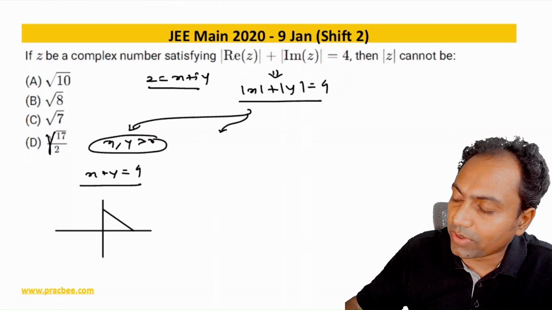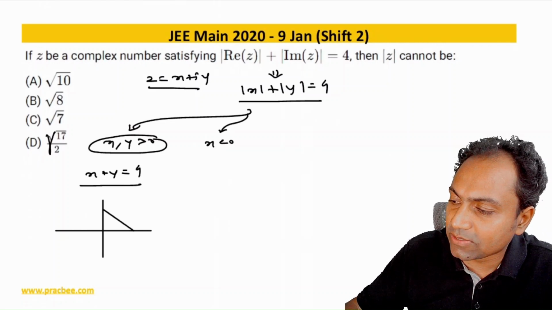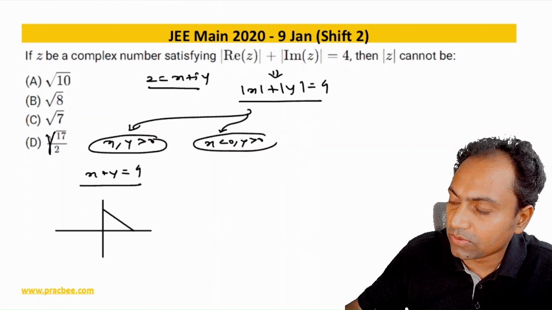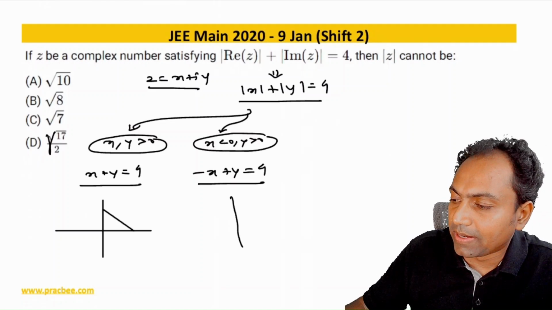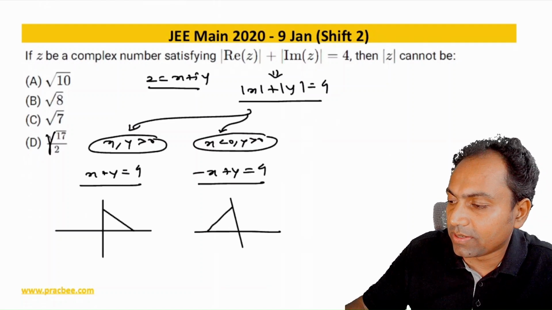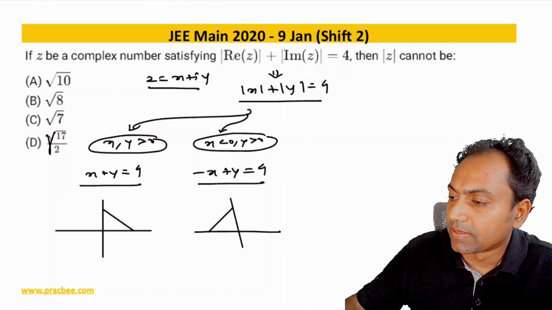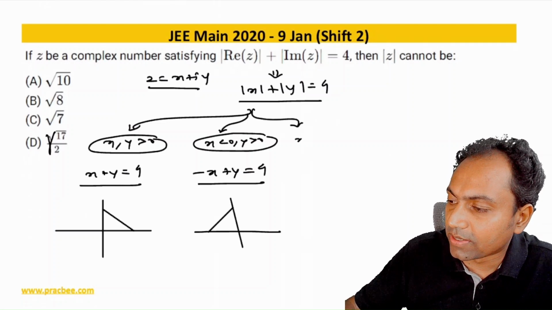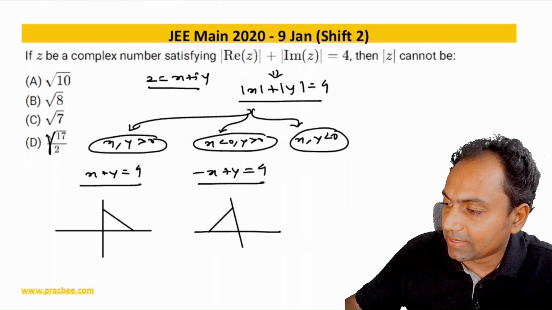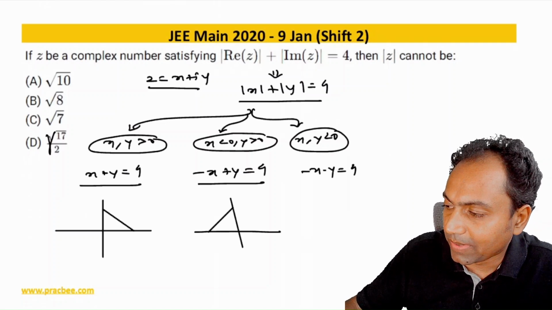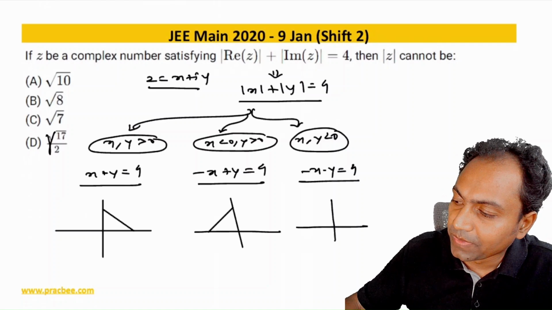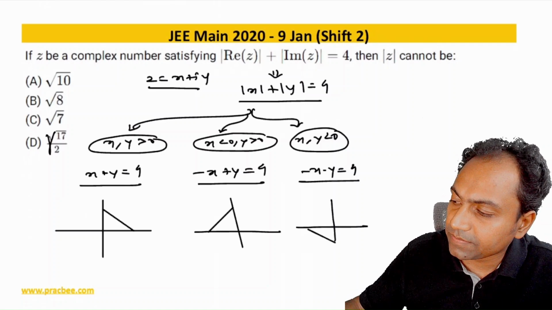Similarly, in the second quadrant, if I take x smaller than 0 and y greater than 0, the modulus for x will open with a negative sign, and this is how it will look. Here, if I draw it now, in the second quadrant, this is the line that we get. Similarly, in the third quadrant, where x and y are both negative, the equation will become minus x minus y is equal to 4, and it will become a line like this.